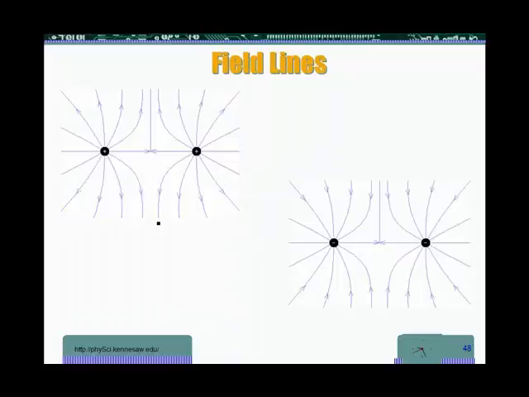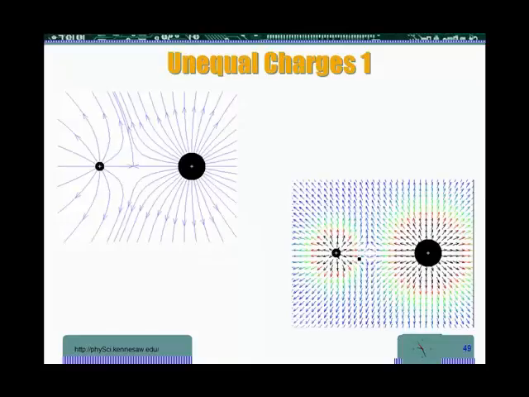Now, if we draw it in terms of field lines, it's the same thing. So in the middle, they cancel out, and then you have that kind of pattern that looks very similar between the two cases. What if we have charges that are unequal? If they are unequal, of course, they are going to cancel out, not halfway between them, but somewhere else. And you see something similar to here.